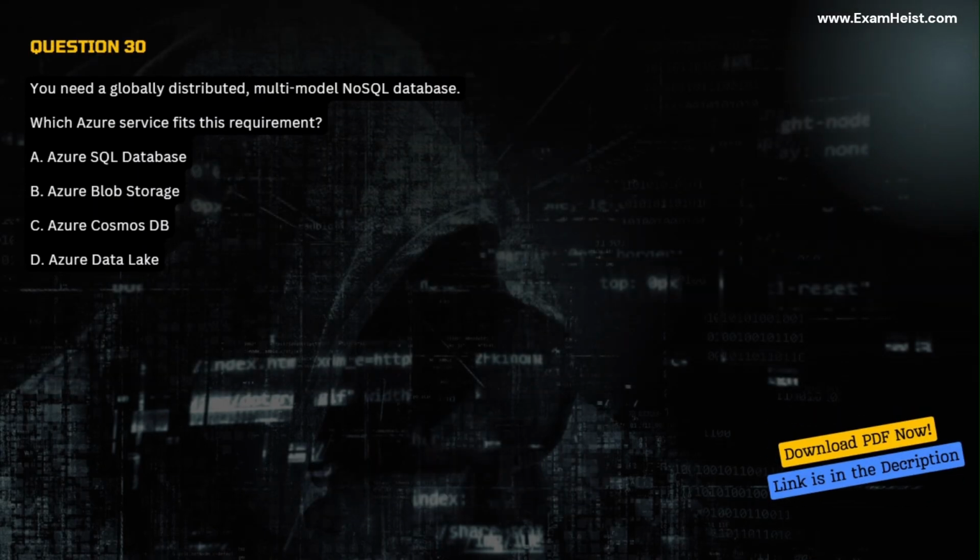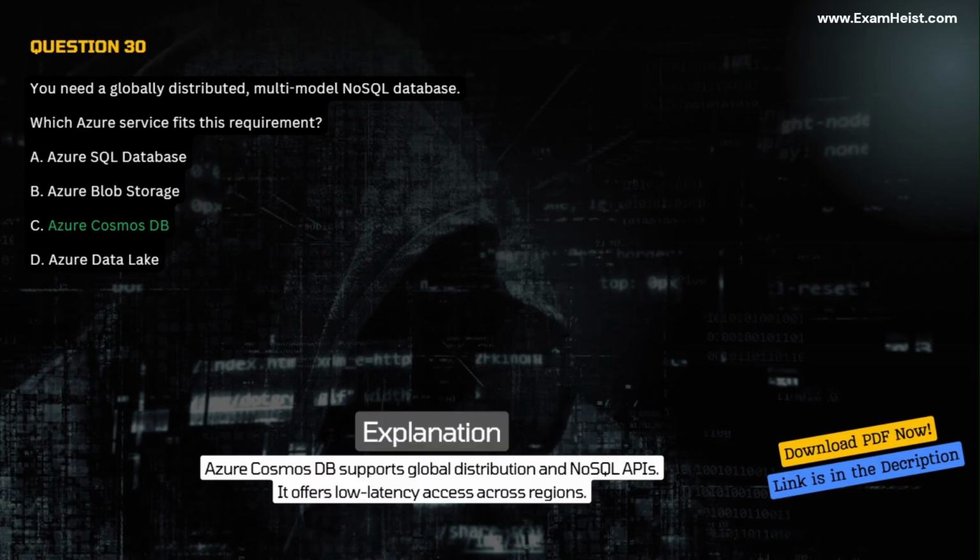Question 30. You need a globally distributed, multi-model NoSQL database. Which Azure service fits this requirement? A. Azure SQL Database. B. Azure Blob Storage. C. Azure Cosmos DB. D. Azure Data Lake. Correct answer C. Azure Cosmos DB. Explanation. Azure Cosmos DB supports global distribution and NoSQL APIs. It offers low-latency access across regions.